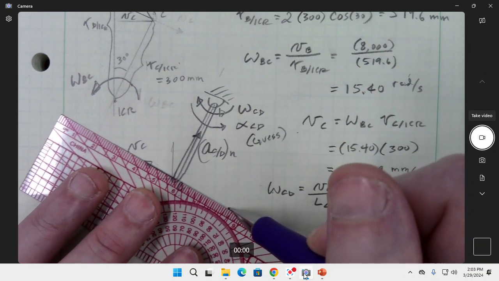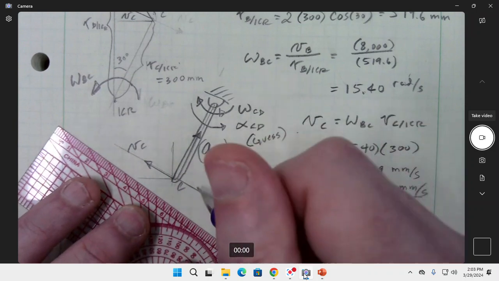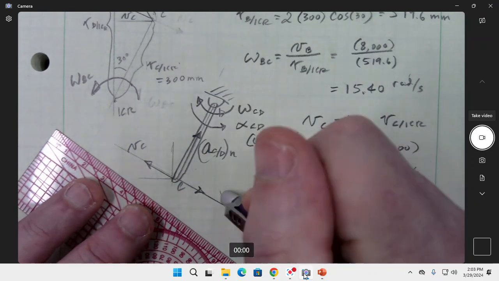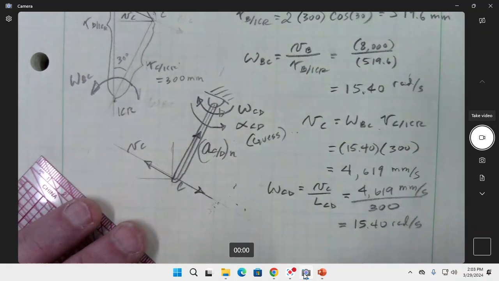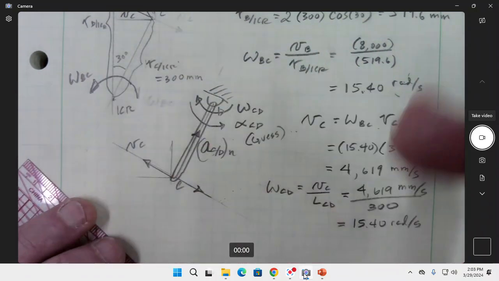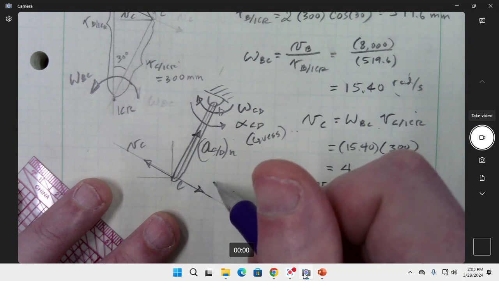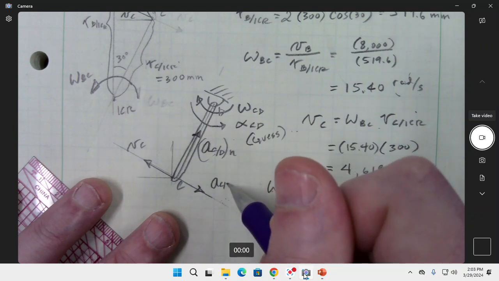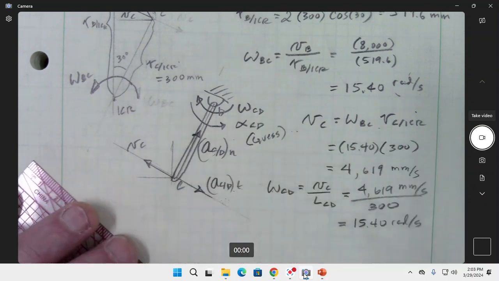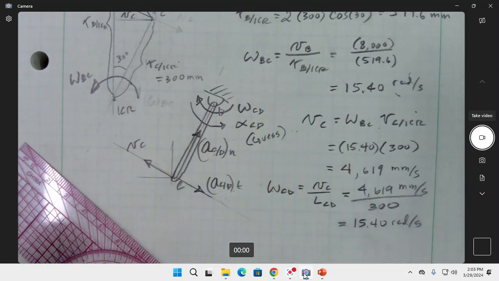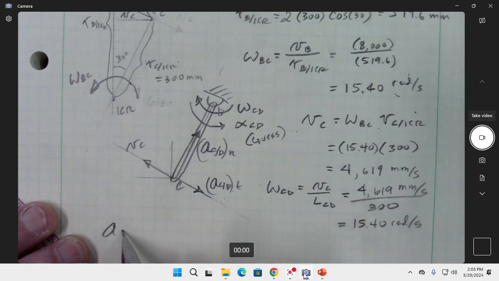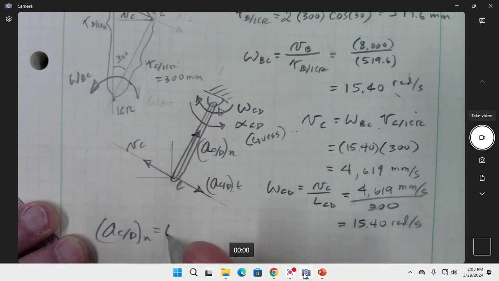By the way, I don't think there's anything that says this angular acceleration is going to be the same for this piece as the other piece. I can't guarantee that, so let's not assume that they're the same just because the angular velocities were the same. All right, so this acceleration of C with respect to D in the normal direction is going to be omega CD squared times LCD.